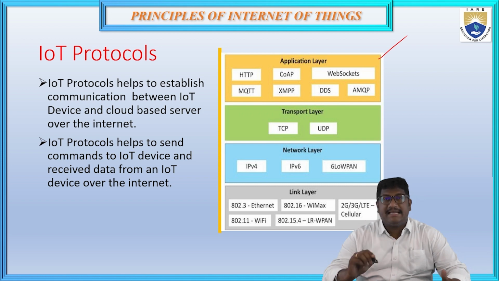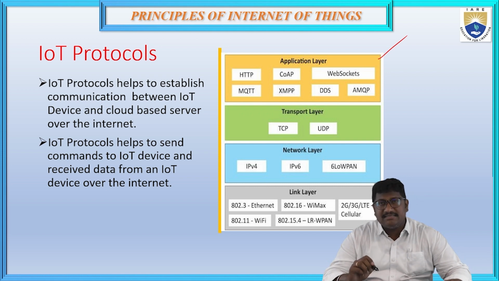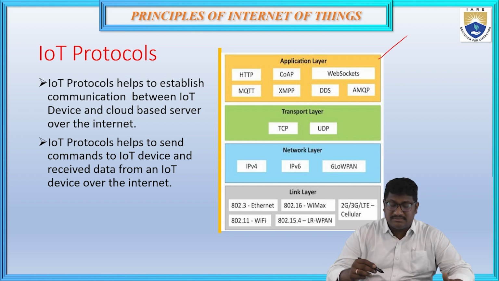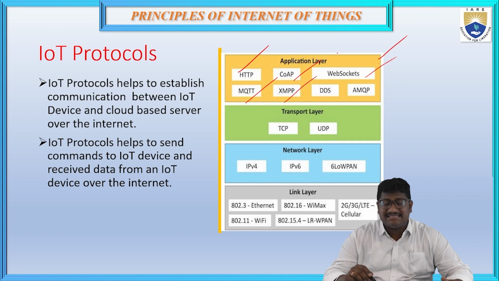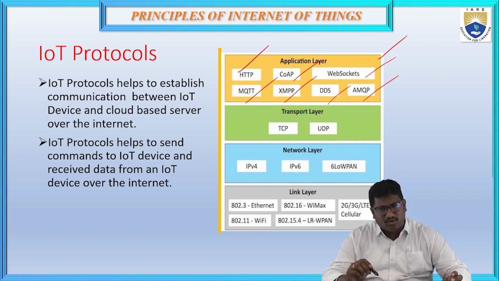Have a look here. Application layer. What was the application layer? The application layer is one of the layers in computer networks. In this layer, for transferring information to the transport layer, we require some protocols such as HTTP, Hypertext Transfer Protocol, CoAP, WebSockets, Message Queue Telemetry Transport, XMPP, as well as DDS, AMQP, Advanced Message Queue Protocol. And coming to the transport layer, there are only two protocols. One is Transmission Control Protocol, another one is User Datagram Protocol.